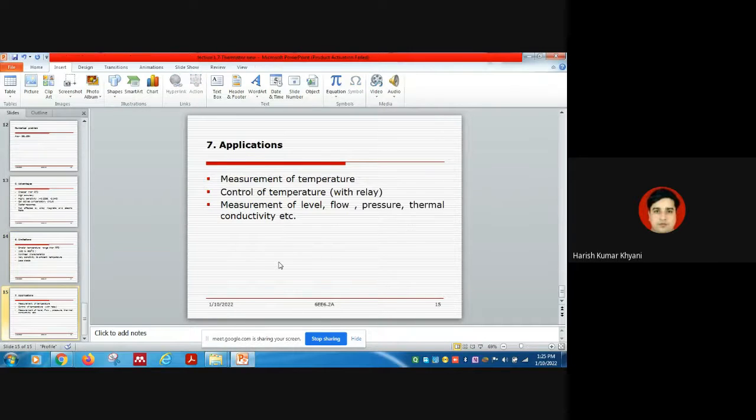As far as applications are concerned, apart from the measurement of temperature, thermistors are also used for the control of temperature if used along with a relay. Also, they are indirectly used for the measurement of level, flow, pressure, and thermal conductivity, right? So that is all about thermistors, right?